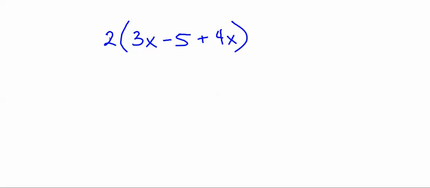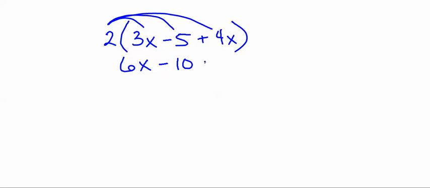A number outside of parentheses means to take that number and multiply it by everything inside the parentheses, doesn't it? That, and that. So 2 times 3x is 6x. 2 times negative 5 is negative 10. And 2 times 4x is positive 8x.